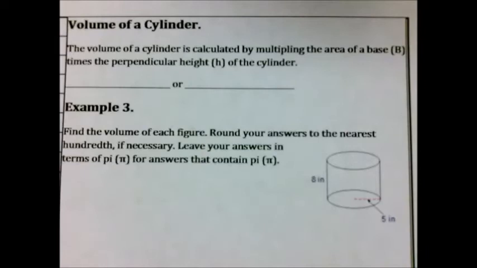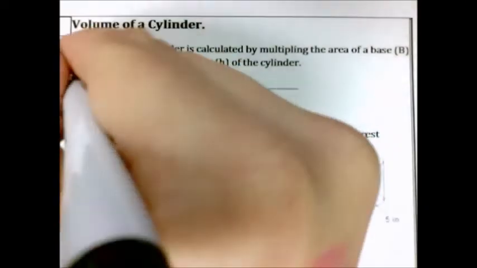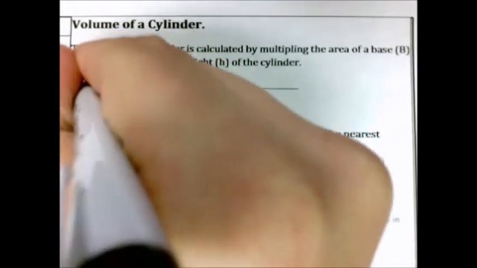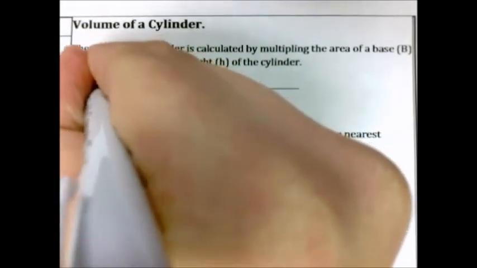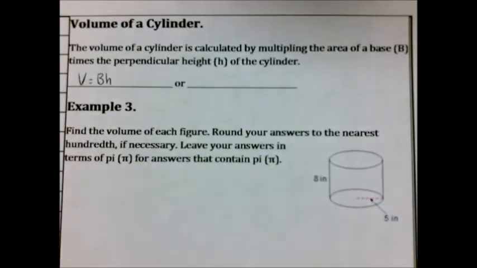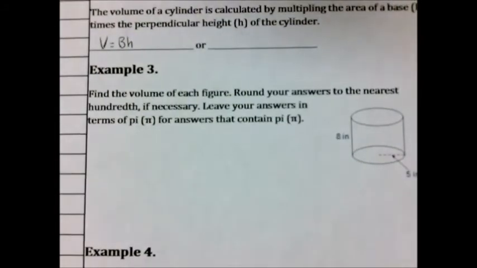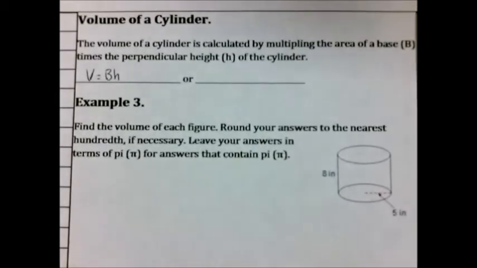Now we're also going to try and find the volume of a cylinder. The volume of a cylinder is calculated by multiplying the area of the base once again times the perpendicular height of the cylinder. So again, that's just the volume equals the base times the height, which is no different than what the volume formula for a prism was.